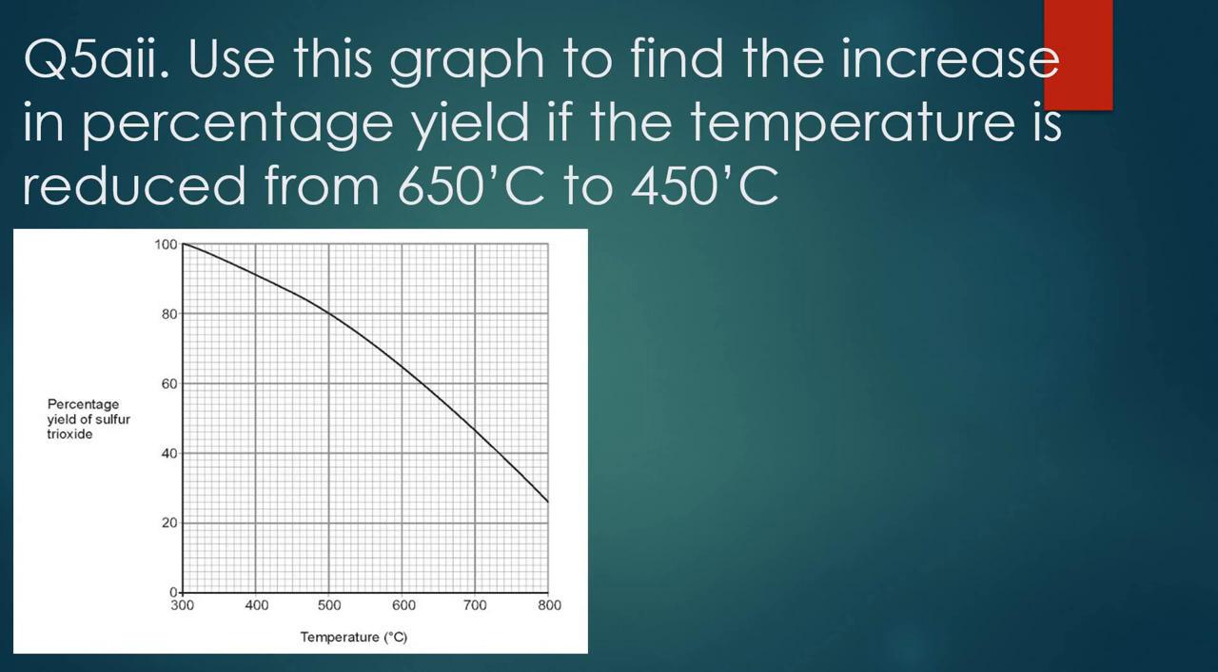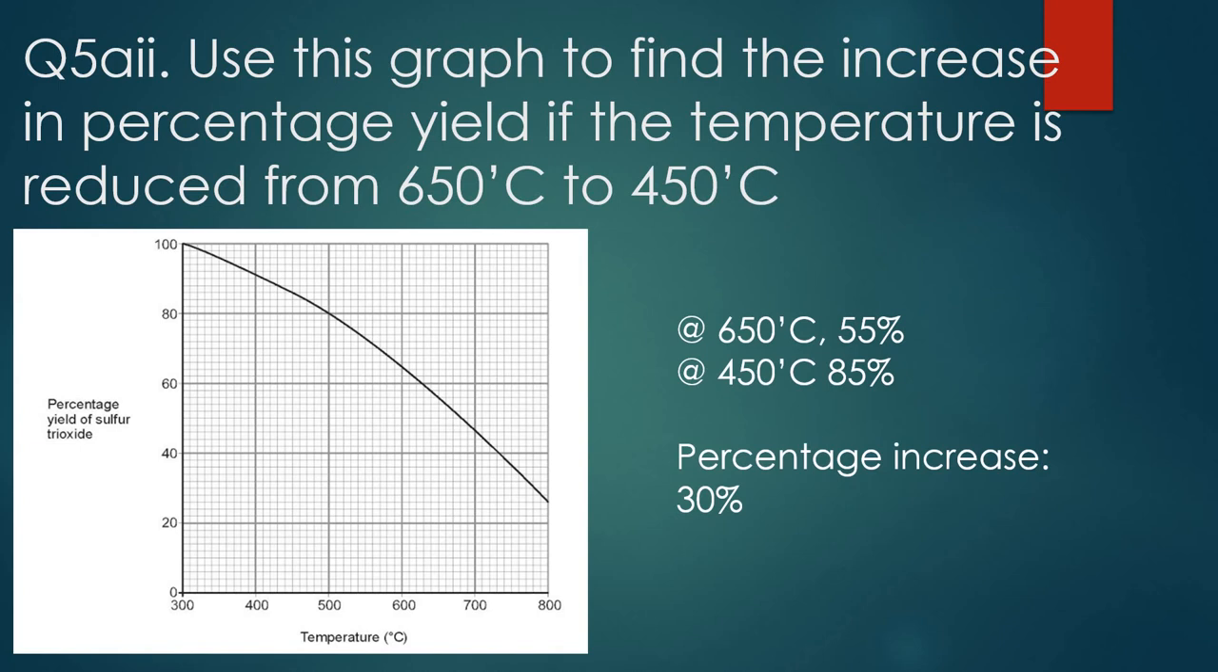Use this graph to find the increase in percentage yield if the temperature is reduced from 650 degrees C to 450 degrees C. So if we read across the graph at 650 degrees C, we have a 55% yield, and at 450 degrees C, we have an 85% yield. We know the difference between 85 and 55 is 30, so we have a 30% percentage increase.